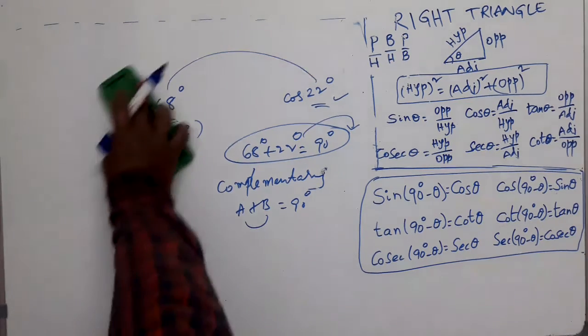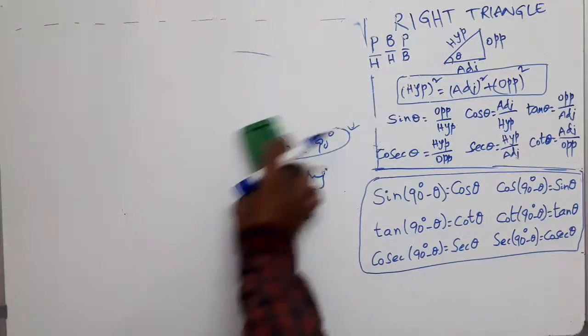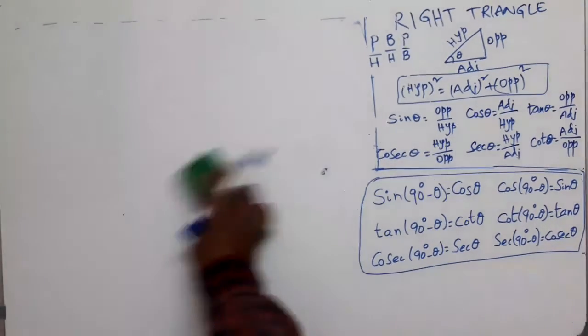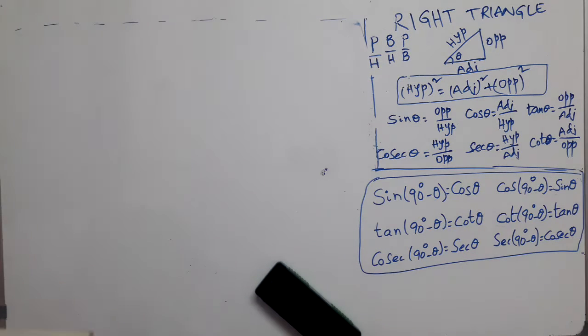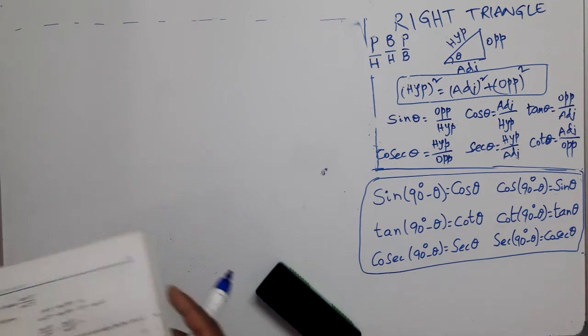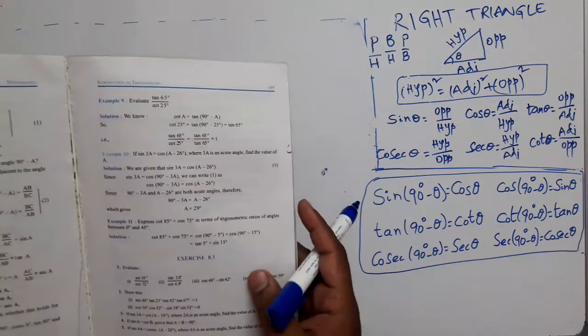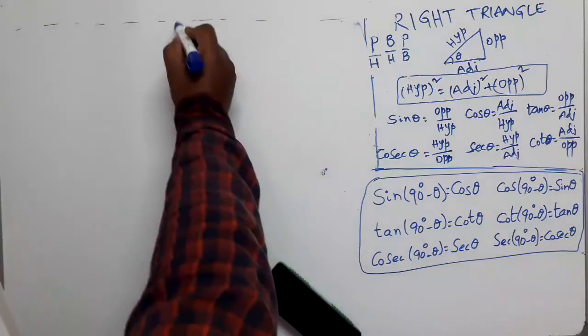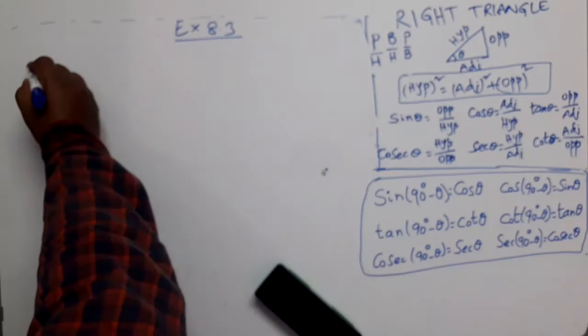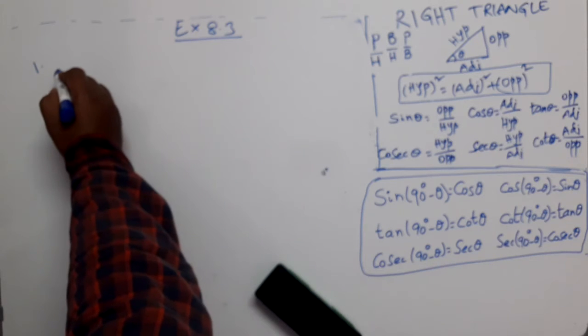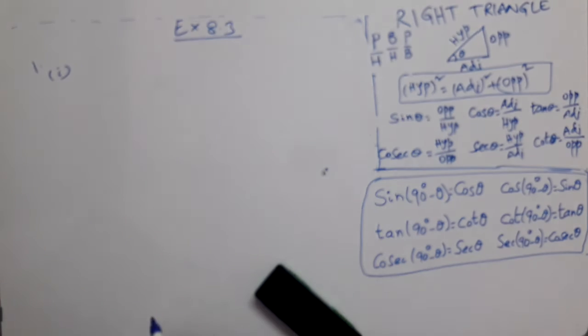Let us see the exercise now, right? Exercise 8.3. You have textbooks now. See your textbook. Question number 1. Evaluate. It has got 4 parts. Let us see the first part.